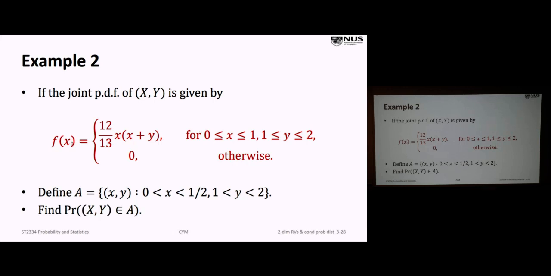So this is the joint PDF f of x y is equal to 12 over 13 x times x plus y. X is in the region 0 to 1. Y is in the region 1 to 2. And the function is defined to be 0 otherwise. Now we introduce the set A, the set of x and y's such that x is between 0 and a half and y is between 1 and 2. And we want to find the probability that the pair of random variables x and y are in the region A.